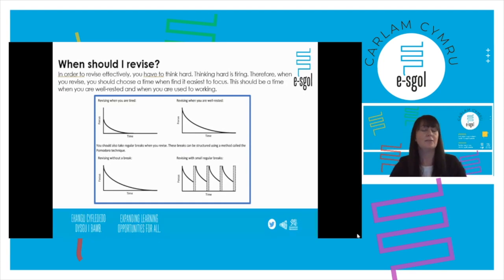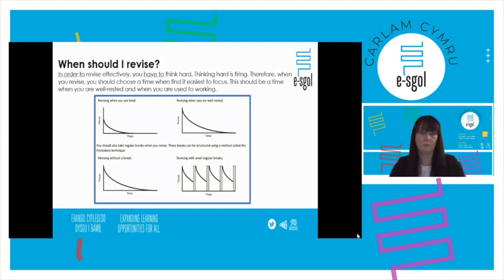But if we have a quick look at these two little graphs here, it shows how your focus can drop if you are tired when you do your revision. Okay, so it drops off really, really quickly. If you are revising when you're well rested, your focus stays a lot stronger over a longer amount of time. So that's the first thing. Make sure you are ready to revise and you are well rested to do so.